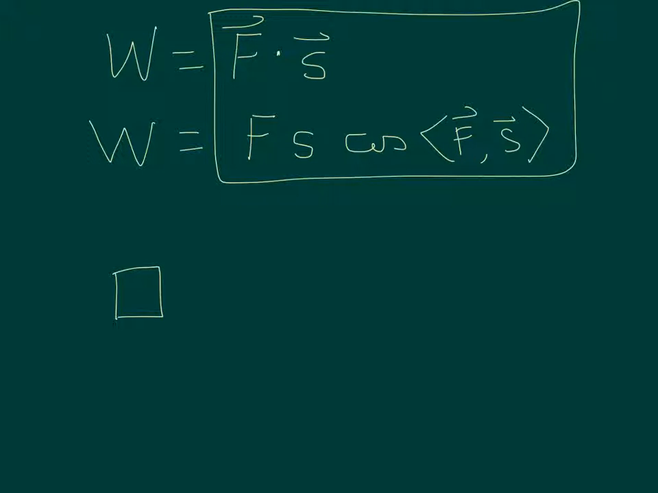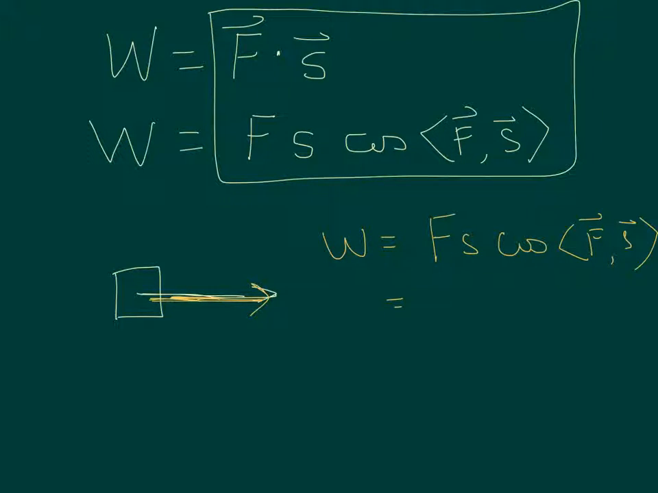So if we have a box here and we move it along this direction and the force is in this direction, then the work is equal to Fs cosine of the angle between these two. But the angle is 0, and the cosine of 0 is equal to 1, so we get the work is equal simply to the force times the distance. And that's the equation we started with when we were thinking only in simple terms.